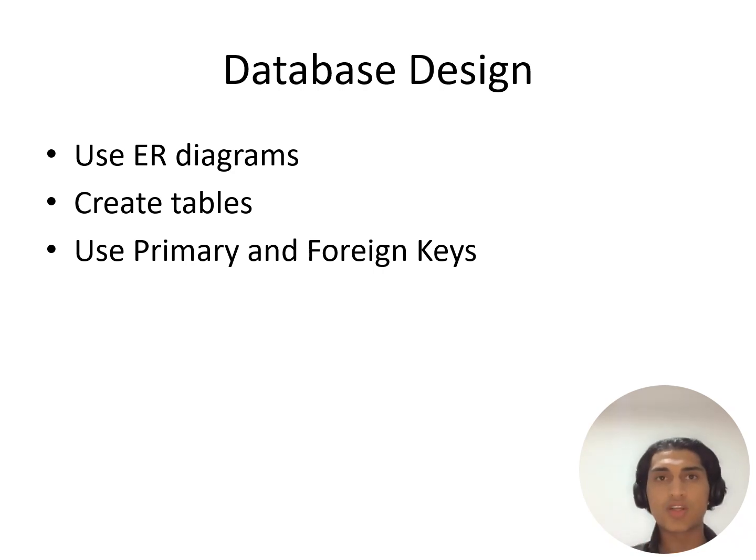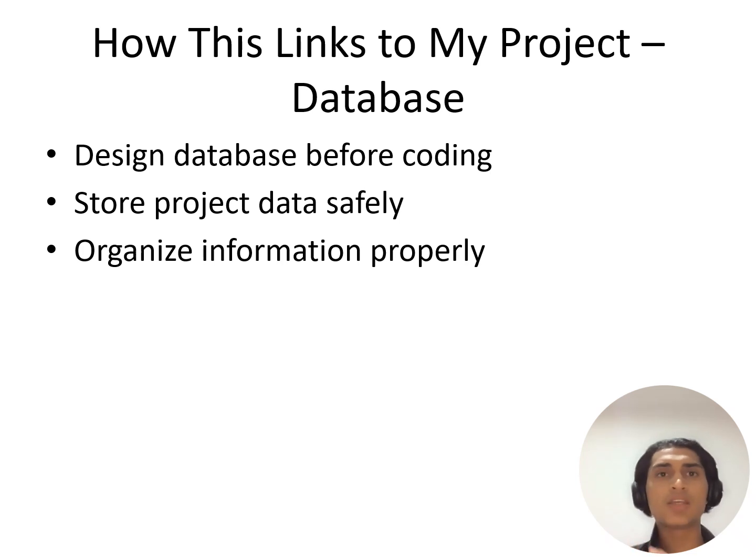And if we have a primary key, we can easily get connected with the other table by the use of a foreign key. So how this will help my project is, I'll be able to design a perfect database design before coding, which is one of the most essential parts of software development. It will also help to store my project data safely, and I'll be able to organize information properly by the use of the database. And database is one of the most important things that needs to be considered while building a particular software.